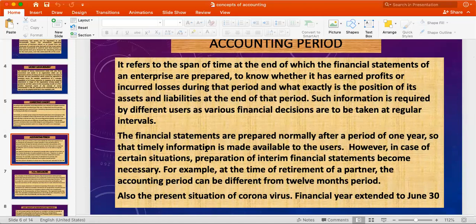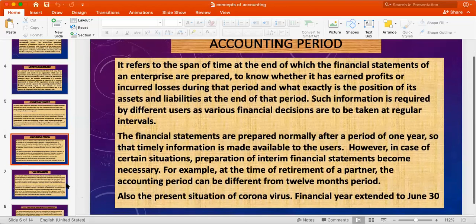However, in certain situations, preparation of interim financial statements becomes necessary. Now, interim means somewhere in between the financial year. For example, the retirement of a partner. The accounting period can be different from 12 months. One more example I have written is about partnership, which is not in this year. If a partner wants to leave somewhere in between, he doesn't want to complete the financial year. So what happens? All the calculations and all the statements are to be prepared in between. Whenever he is leaving, we have to make all the statements. So again, this is a special situation when the time span of preparing the financial statements can be changed. So this is one of your concepts, the accounting period concept.